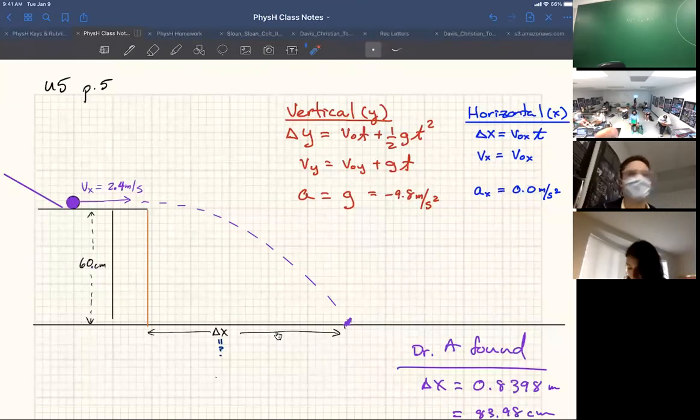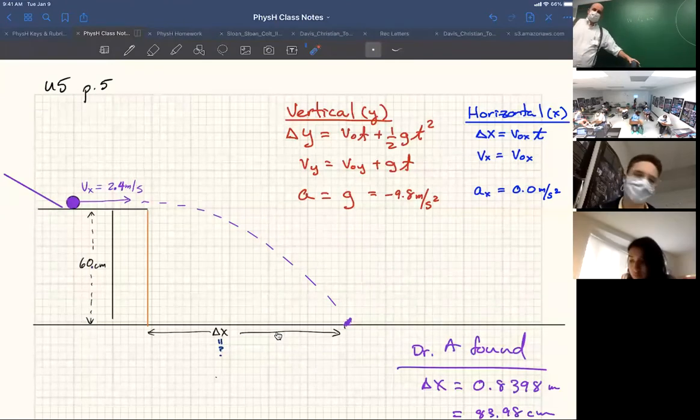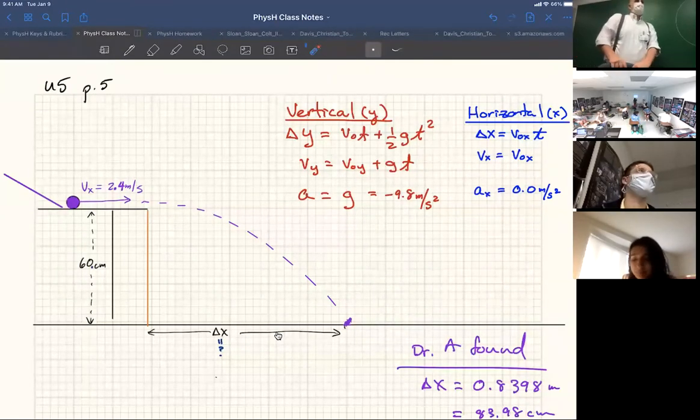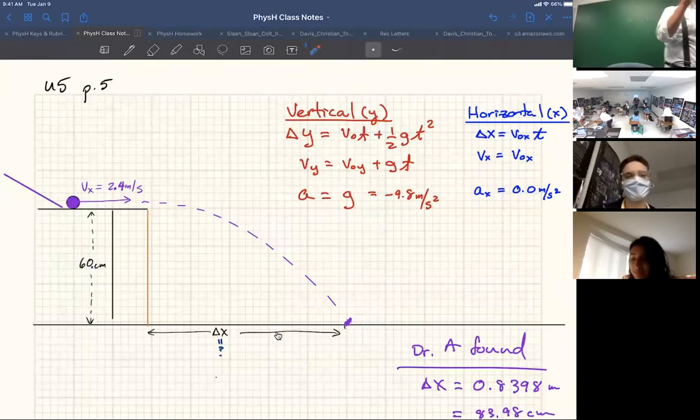So, okay. Doctor, how are we going to calculate velocity? I'm going to give you some photo gates. They're electronic devices. That's how we calculate velocity.